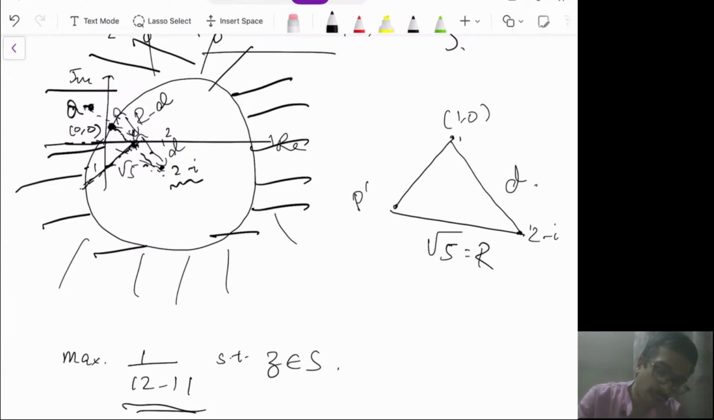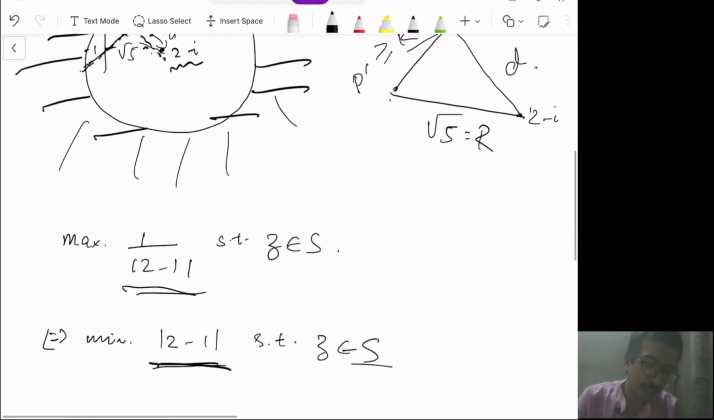Then by triangular inequality, the line joining p prime to 1 comma 0, this distance must be greater than or equal to r minus d, right? And at p, the value of r minus d is exactly achieved. So basically, to minimize the distance, I can draw a line from 2 minus iota to 1 comma 0. The point at which it intersects the circle is the one which minimizes the value of mod z minus 1. Okay. And how do I now find the point at which it intersects the circle?